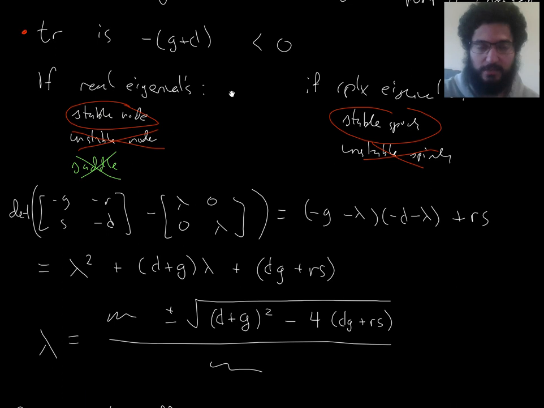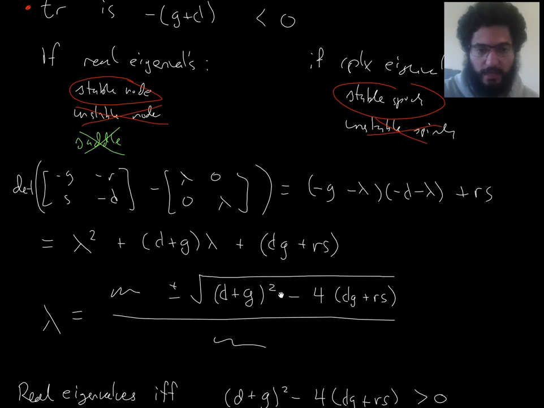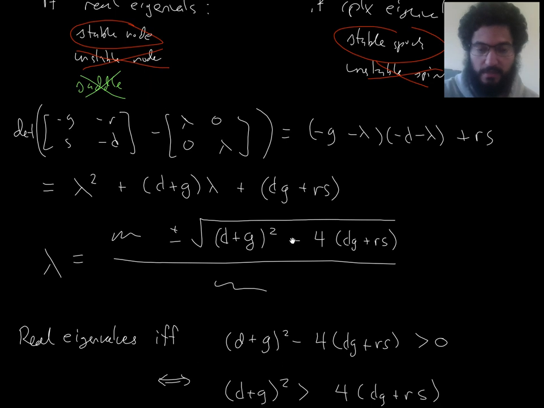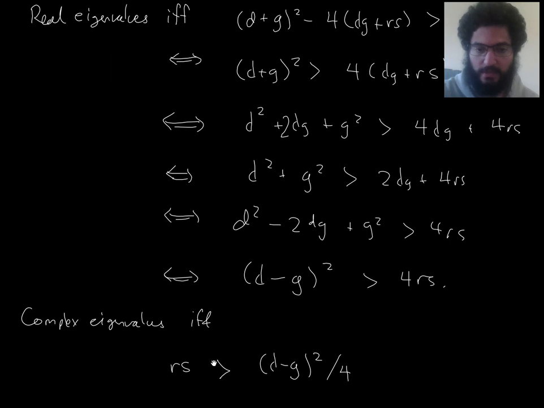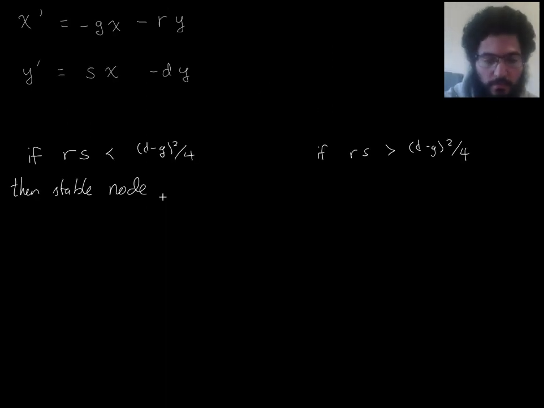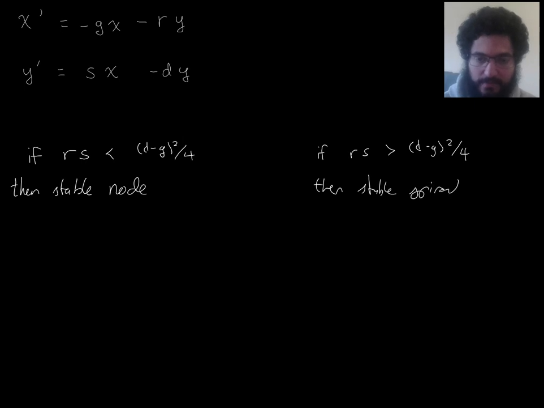So we can analyze this question by looking at this thing under the square root. Is it positive or negative? The eigenvalues are real, in which case you have a stable node if you have this inequality, and they're complex if you have the opposite, and then you have a stable spiral. So here's our summary. Here's our system, and if RS is small, this is like the not so sensitive person, then stable node is what we have, and if RS is big, then we have a stable spiral.